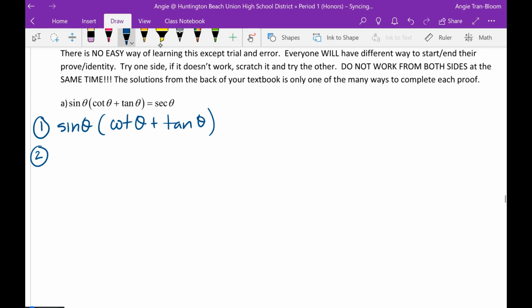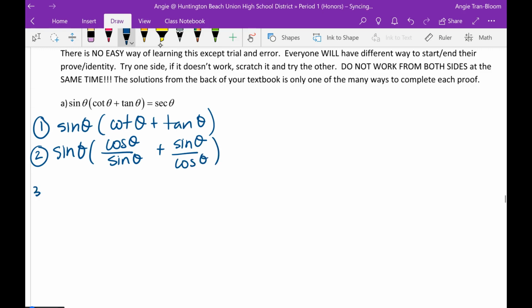Convert cotangent and tangent to sine and cosine. Yeah, break it down to sine and cosine. Sounds like a great idea. So cotangent is what over what, Ryan? Cosine over sine. Cosine over sine. And again, do not skip steps, okay? Tangent, Lauren, is what, dear? Perfect.